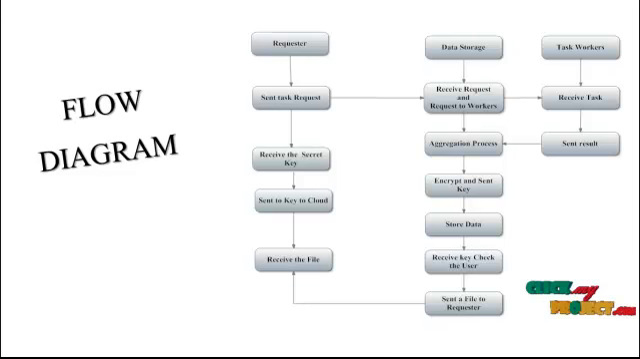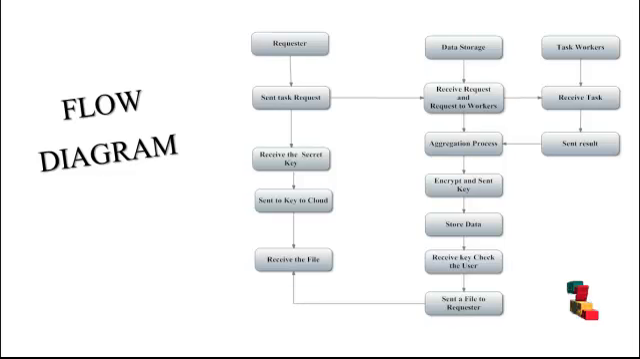Our project flow diagram. In this project, we are developing secure data transmission between the requester and task worker using a cloud storage service. Suppose the user wants to request some files or some information; they send a request to data storage. Data storage means some storage device. The task worker receives the requests from data storage, works on the task, and sends the result to the data storage. Data storage stores all the data and sends it to the requester.